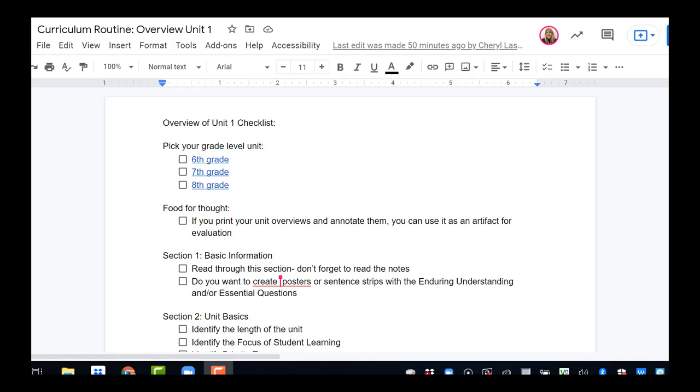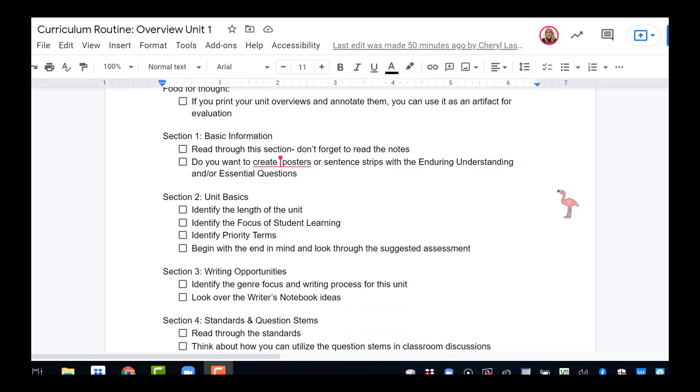Hi, now we're back into the overview for Unit 1, the tasks. You can see up at the top we have hyperlinked in for you your grade level Unit 1 units. Just some food for thought. If you print out your unit overviews and annotate them, you can use them as an artifact for evaluation.